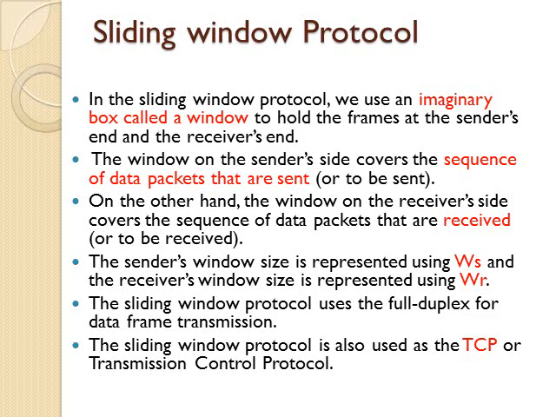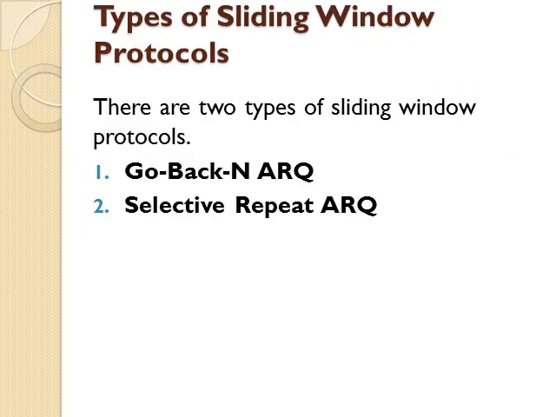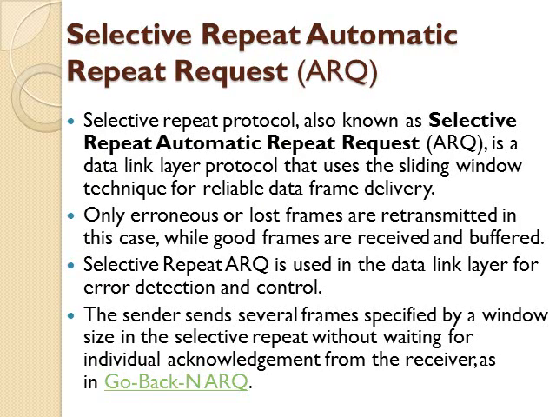The sliding window protocol uses full duplex for data frame transmission. The sliding window protocol is also used in TCP, that is transmission control protocol. There are two types of sliding window protocol, that is go back N ARQ and selective repeat ARQ. In this video, we are going to see about selective repeat ARQ.